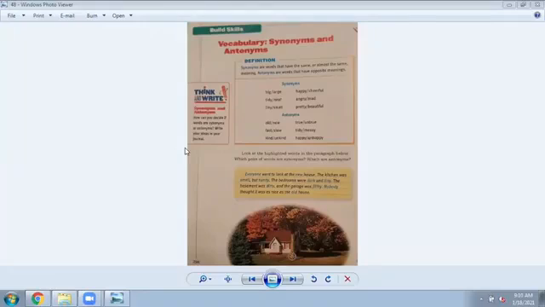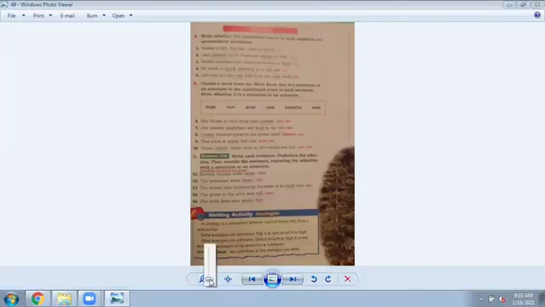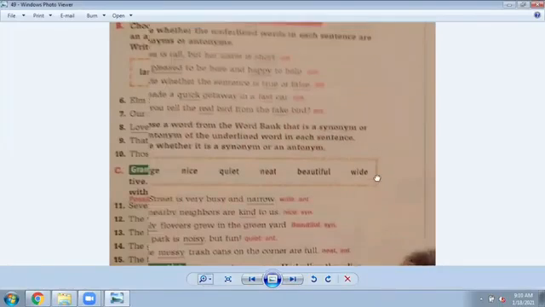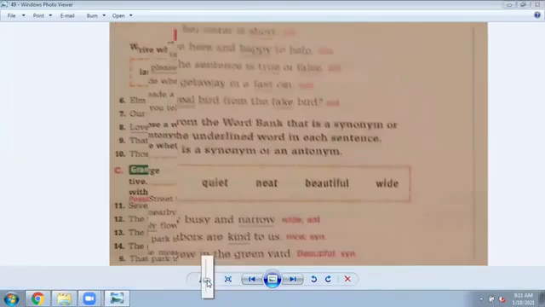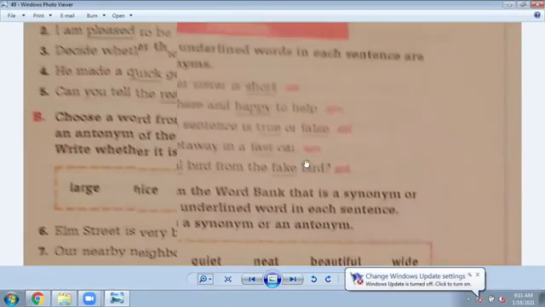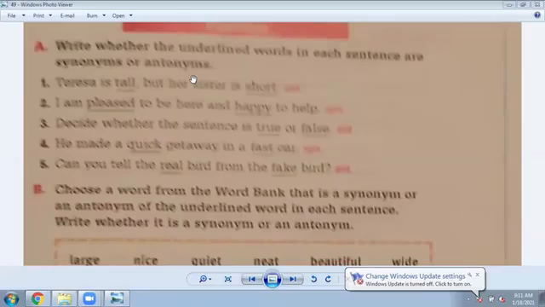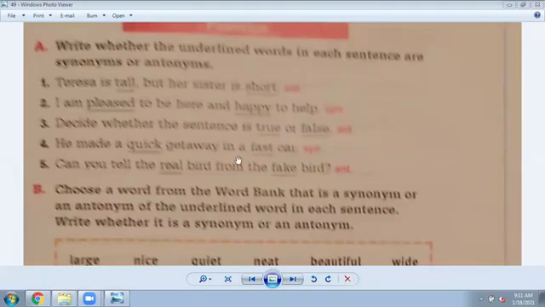Okay. Can you tell the real bird from the fake bird? Antonyms. Very good. They're opposites, real and fake. Very good, honey. All right. So let's look again together. Quickly, we'll recap. In the first sentence, we have tall and short, opposites, antonyms. Pleased and happy, synonyms, the same meaning. True or false, opposites. Quick and fast, synonyms, the same. Real and fake, also opposites, antonyms, okay?